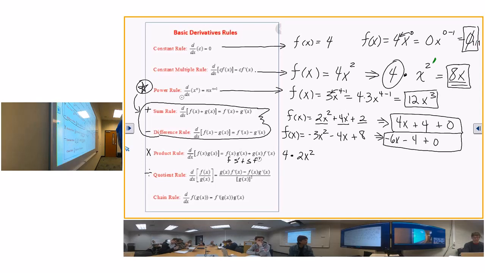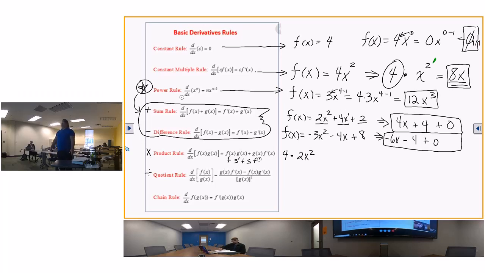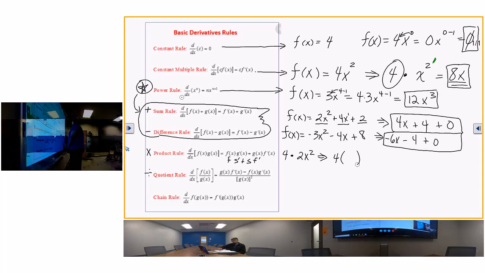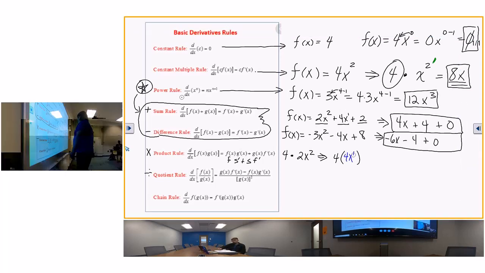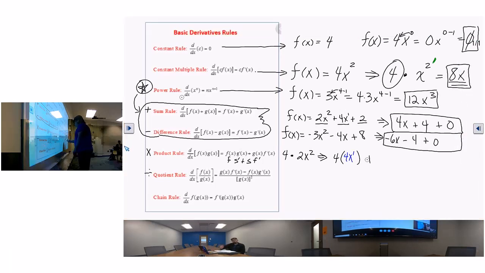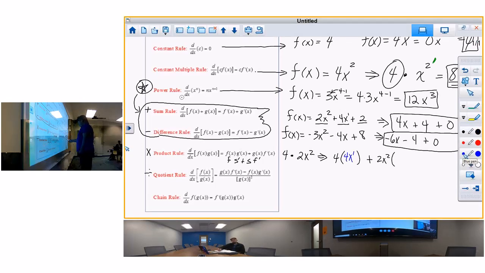So you need to write that down. First times the derivative of the second plus the second times the derivative of the first. So here, I'm going to take first times the derivative of the second. I'm going to do that in green or blue. That's going to be 4x to the first, plus the second, x squared times the derivative of the first, which will be 0.